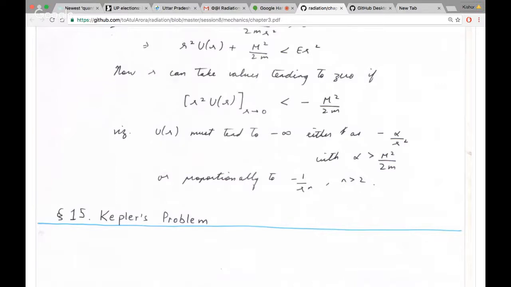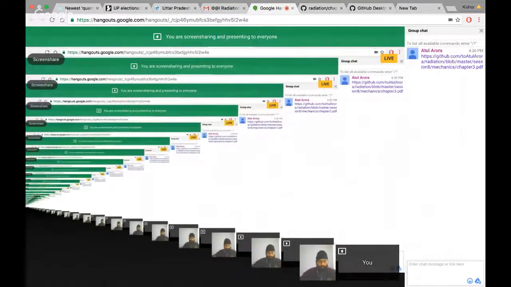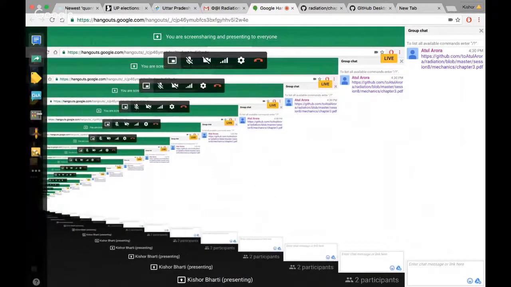I think we can do Kepler's problem next time. Have I even done the Kepler's problem in the notes? No, I haven't done the Kepler's problem, because I think I did this from Sudeshna ma'am's notes.